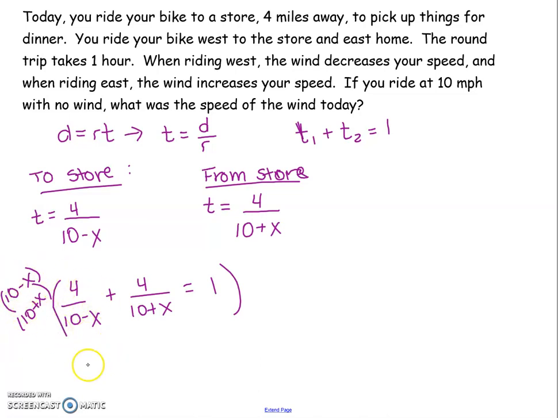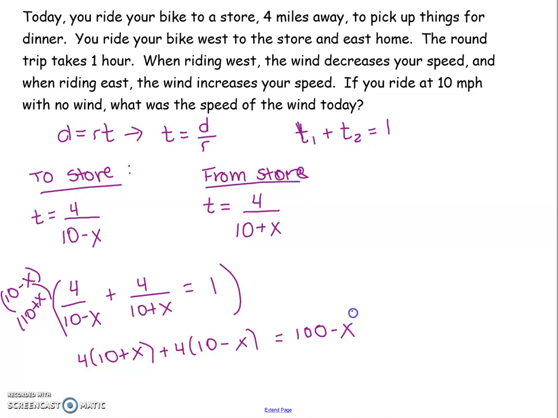10 minus x will cancel out. So we're going to have 4 times 10 plus x. And then same thing here, the 10 plus x's are going to cancel. So we're going to have 4 times 10 minus x. And then this one is missing both of them. So if I multiply them both together, I'm going to get 100 minus x squared.